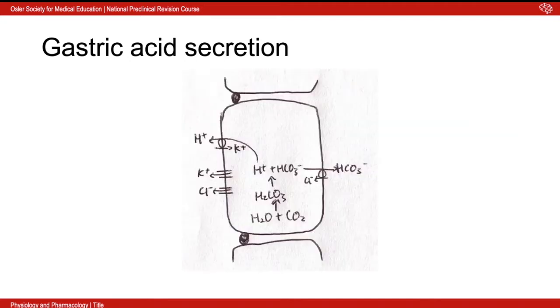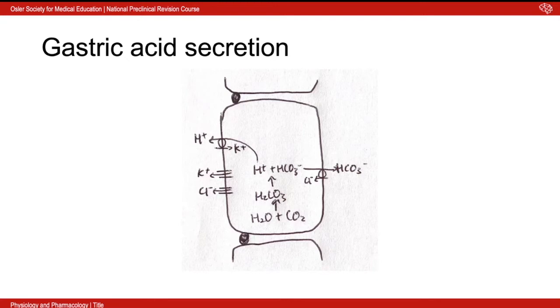So this is quite a simple diagram that you can reproduce in an exam, and it sums up the whole mechanism of gastric acid secretion in a parietal cell. So this shows one central parietal cell with two parietal cells either side of it, and they're joined by these black circles which I've drawn, and those represent the tight junctions.